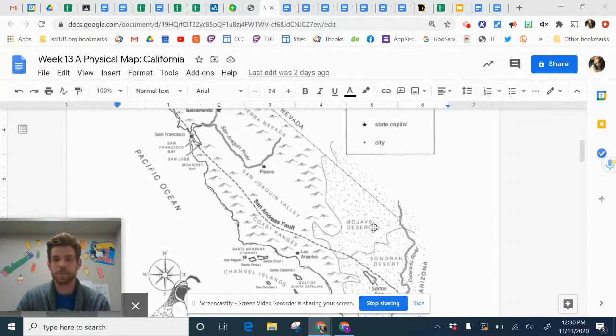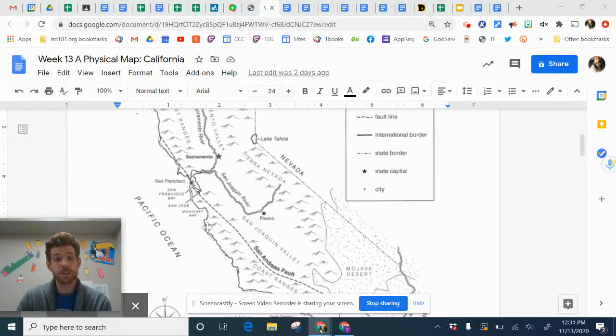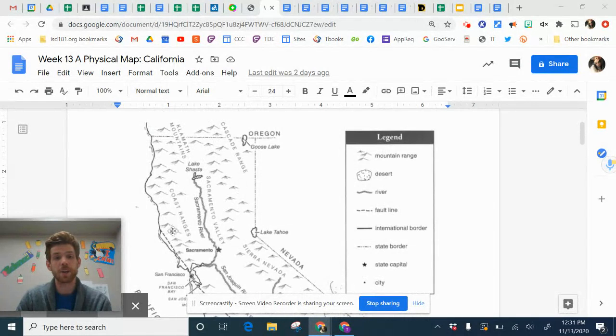So for example, here's the Mojave Desert. Here are the Channel Islands, the Gulf of Santa Catalina, the Santa Barbara Channel. So those are different features. We also have mountains, the Sierra Nevadas, and we have the coastal range right here. And they also included some lakes and some rivers. In our legend, you can see that they included some of those physical features and some of those political features.